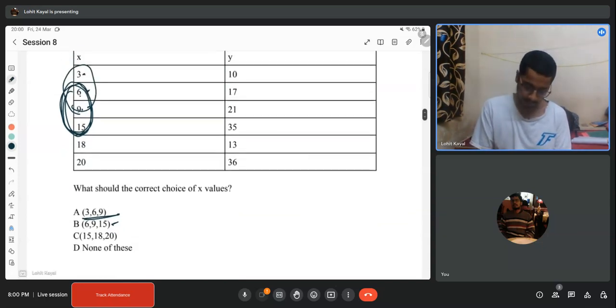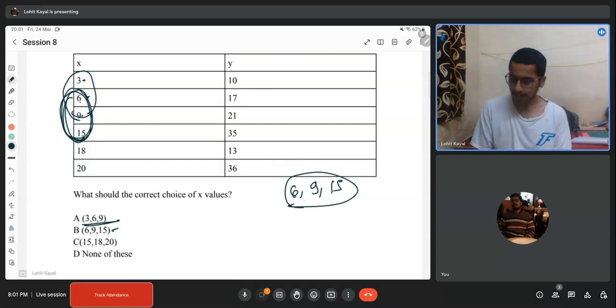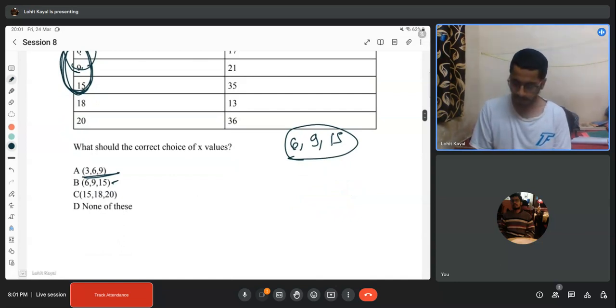So now let's ask the question. Here I haven't provided the option, but I should have done that. One option is 6, 9, 15. I can see that 11 lies in this range, 6 and 15, so this is one suitable choice. Now what about 9, 15 and 18? Is it a good choice?